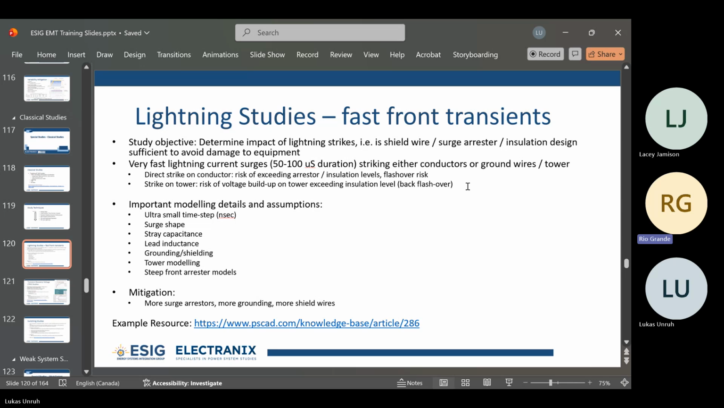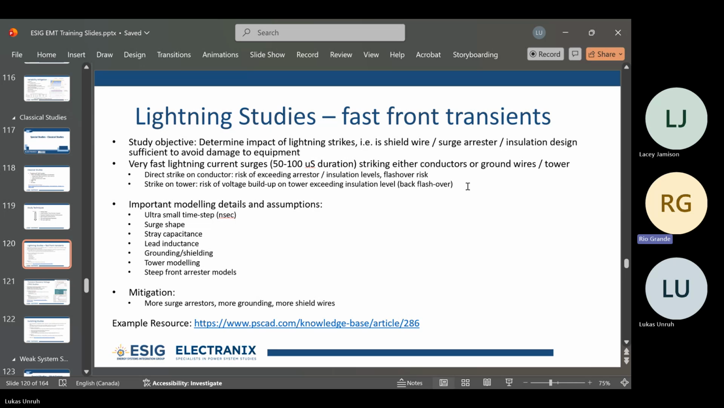And these are going to be very fast lightning surges, 50 to 100 microseconds in duration. And we study these either as striking on the conductor itself or as striking the tower and then causing a voltage rise on the tower. So when we strike, we'll talk about the risks of those two scenarios.